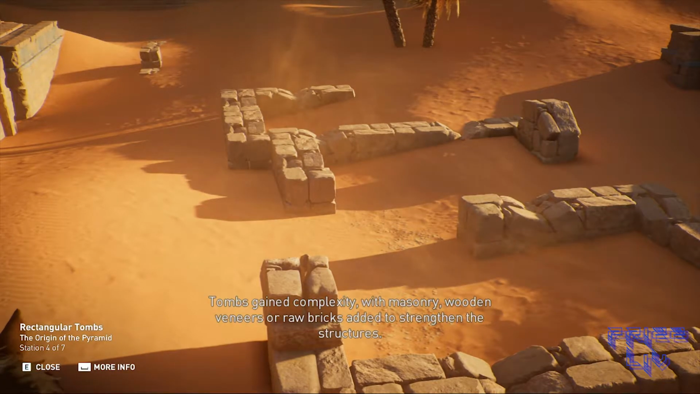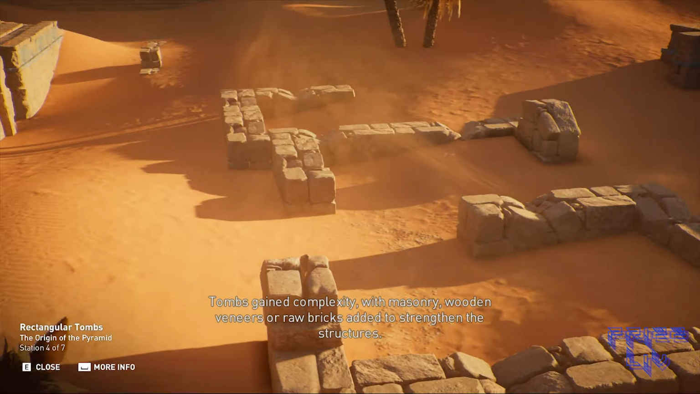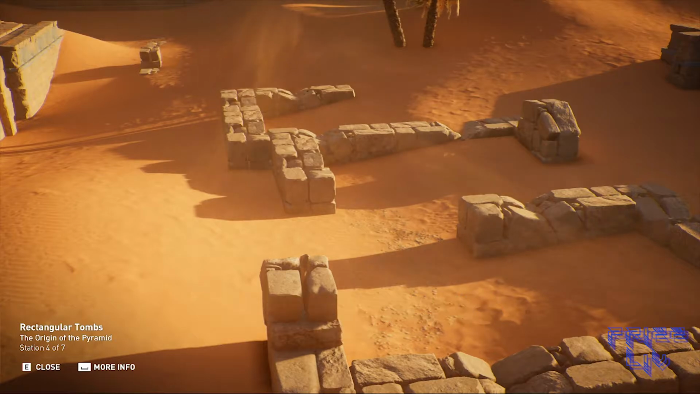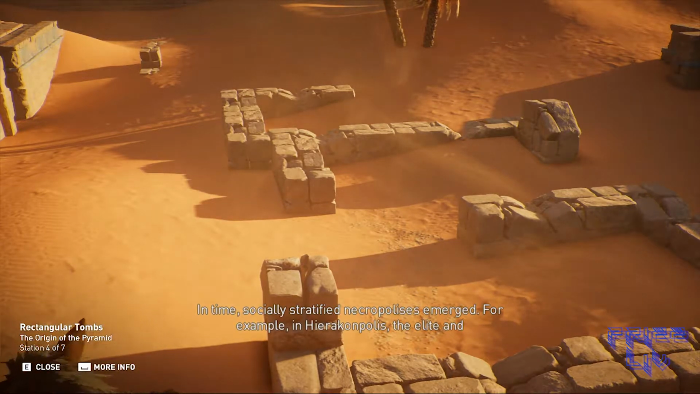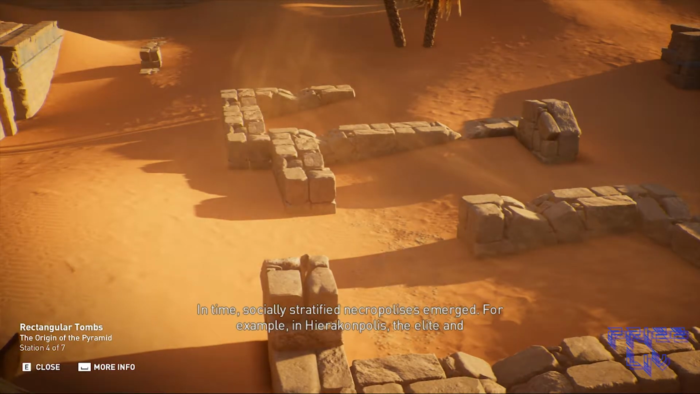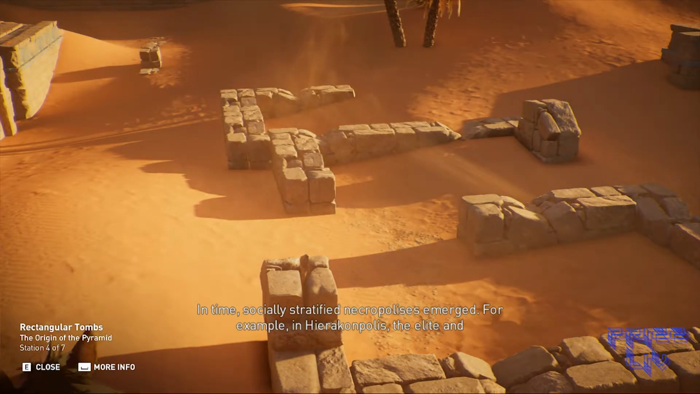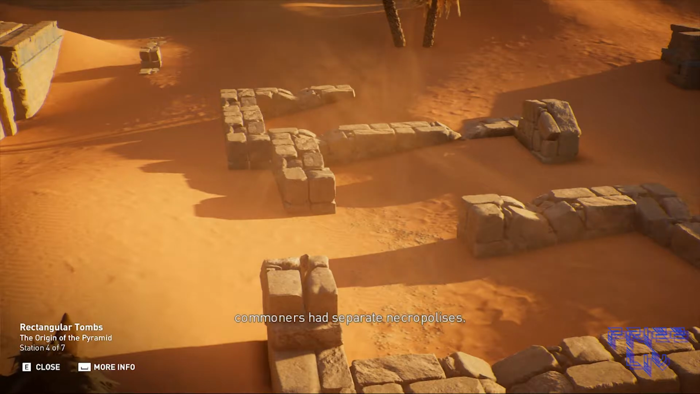Tombs gained complexity with masonry, wooden veneers, or raw bricks added to strengthen the structures. In time, socially stratified necropolises emerged. For example, in Hierakonpolis, the elite and commoners had separate necropolises.